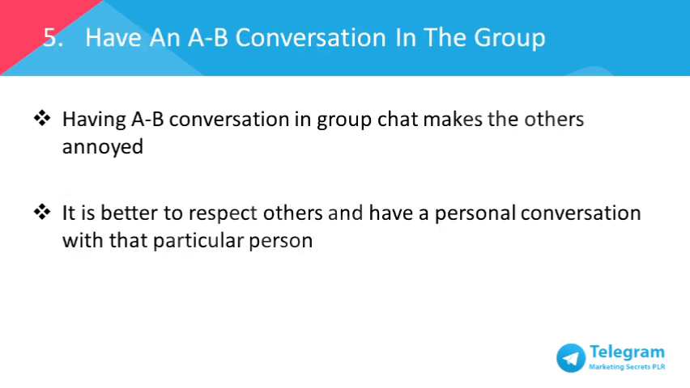Number 5, having an A to B conversation in the group. As chat groups are shared amongst all members of the group, everyone would appreciate if the topics or conversations spoken about are relevant to the entire group. In this situation, what it means is a conversation that happens between 2 or 3 people. If they're talking about something else that's related only to them, it's advised for them to take it to another chat group with only them in it, or meet up in person.